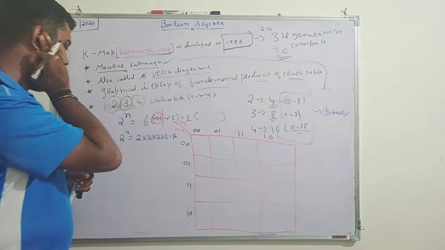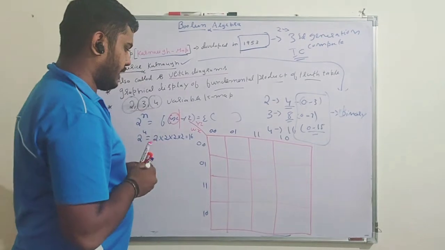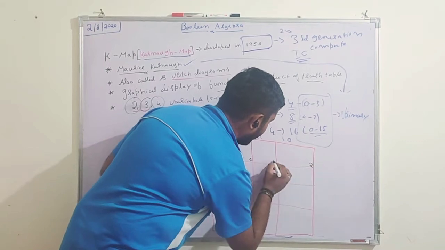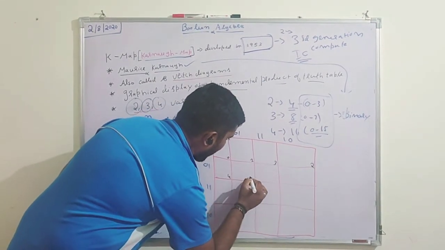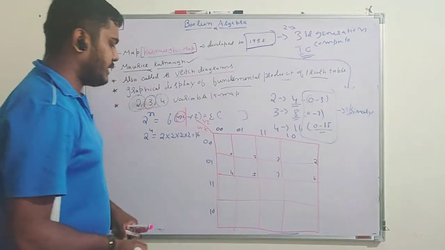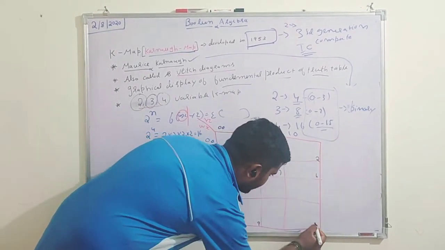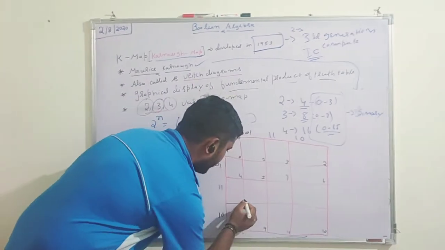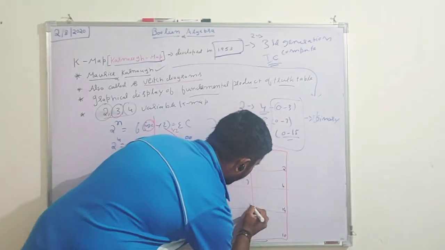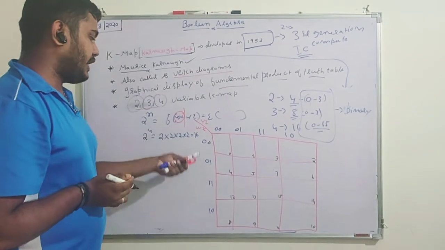Clear? Now let us put the placeholders: 0, 1, 2 and 3, 4, 5, 6 and 7. This is for the 8 representation. Now here 8, 9, 10 and 11, then 12, 13, 14 and 15. So this is known as the empty 4 variable K map, and it is very important for 3 marks.